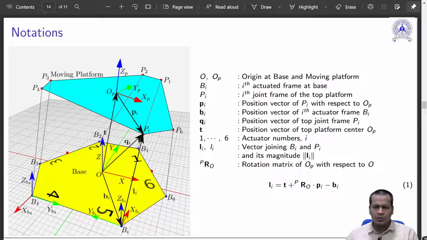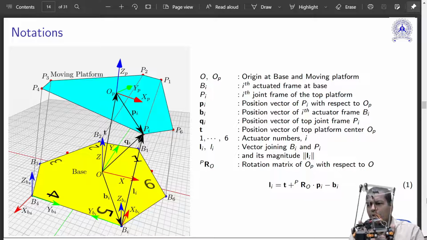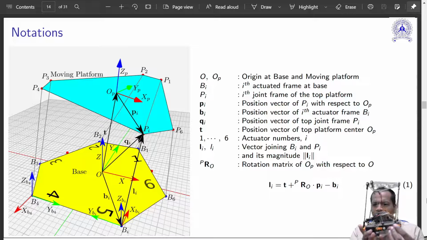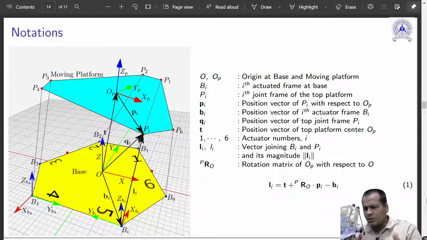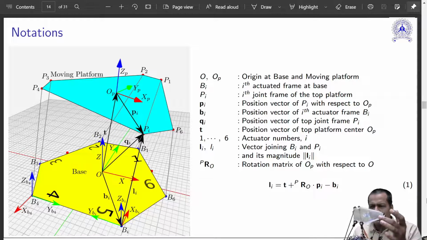Let me show you with an additional figure. So let us say this is your figure. These orange points are where you have the different actuators, and the top platform is basically these points. This is a hexagon in shape, and these are the points where the actuators are connected. So this is what I mean.